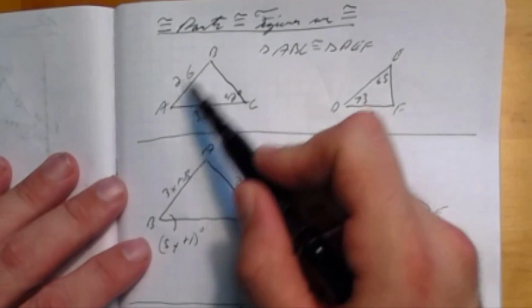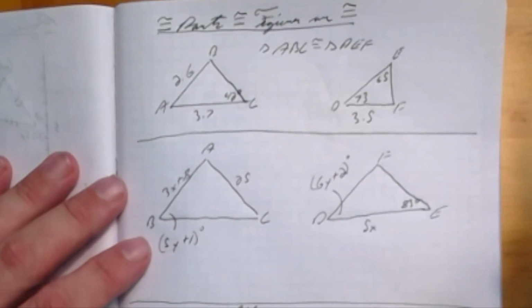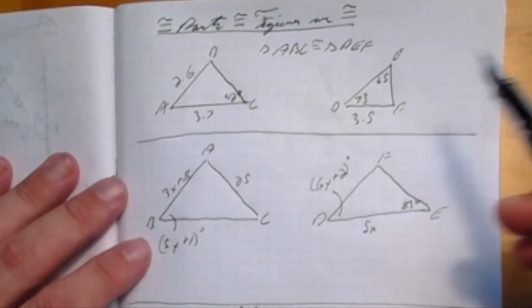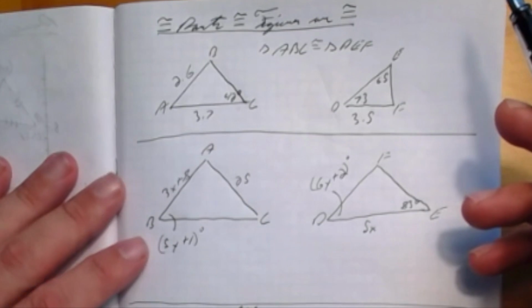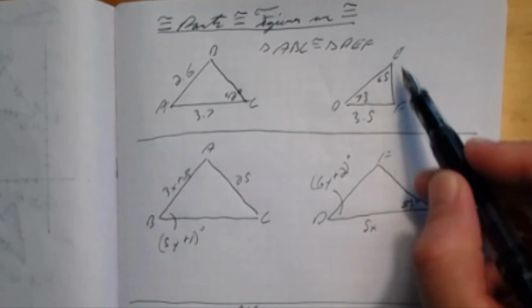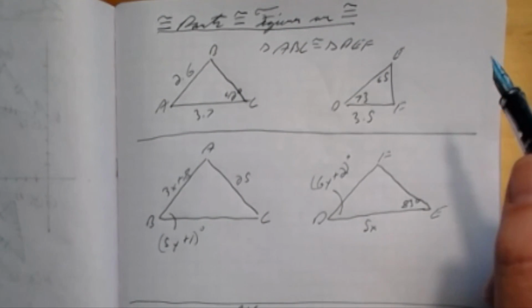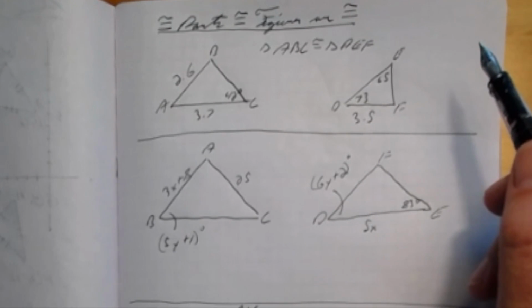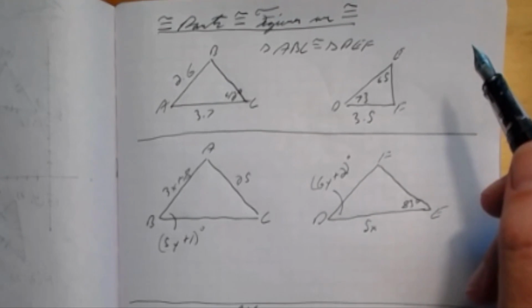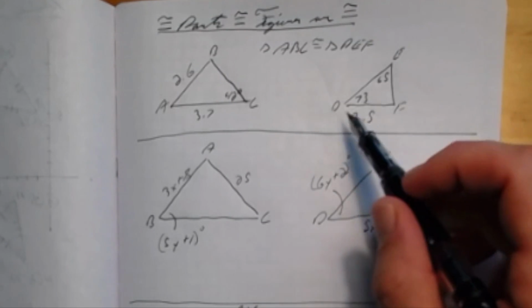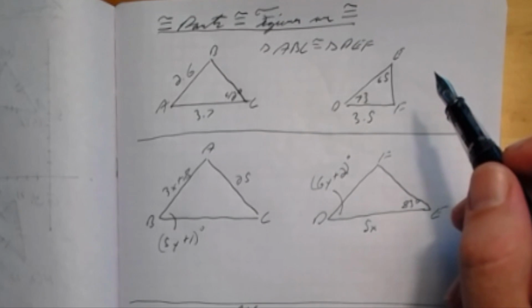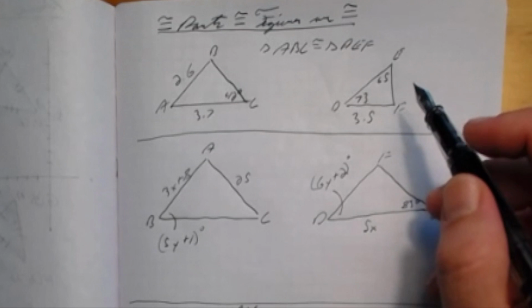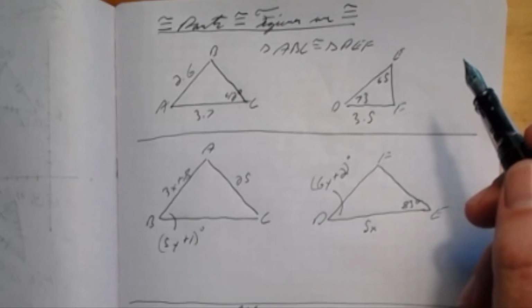We see that AB is equal to 2.6, AC is 3.7, and angle C is 42 degrees. We have DEF where angle E is 65 degrees, angle D is 73 degrees, and we don't know what angle F is, but DF is 3.5. So what we need to do is figure out first what angle F is.